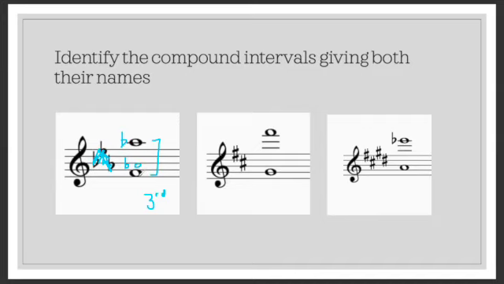In F major, the third note is A natural, but this is an A flat, so it's been lowered by one semitone. So that there would be a minor third. But remember, it's a compound interval, so that's a compound minor third, or a minor, and I add 7. So that would be 3 plus 7, which is 10. So that's a minor 10th. So there's two names, compound minor third or minor 10th.